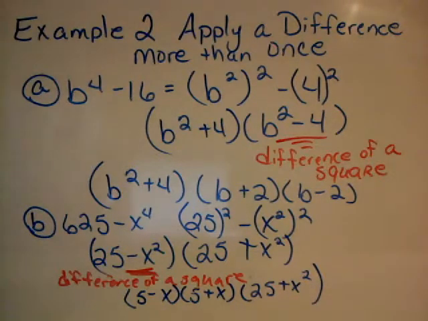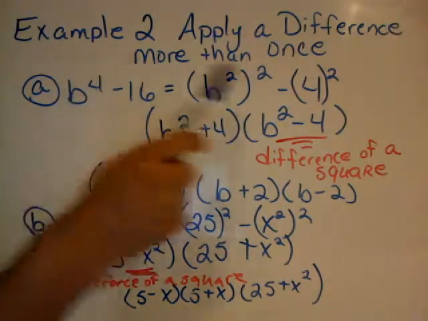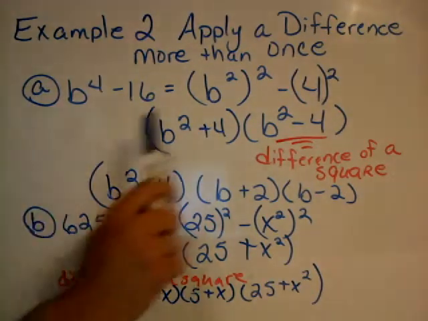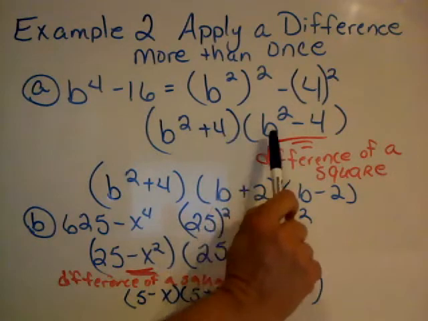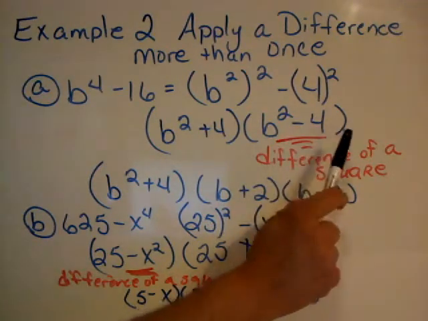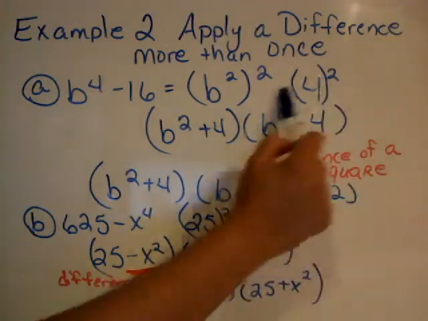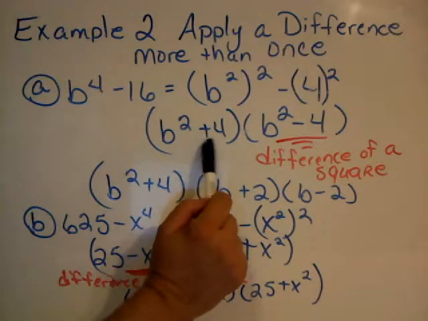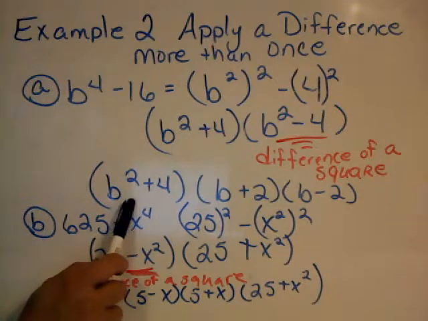b to the 4th minus 16. Now I know that b squared squared is b to the 4th, and 4 squared is 16. So I have the difference of a square here: b squared plus 4 times b squared minus 4. But look right here. I have another difference of a square. This is not a difference of a square because difference means subtracting and this is addition. So we're going to leave this one alone, leave it just like it is.